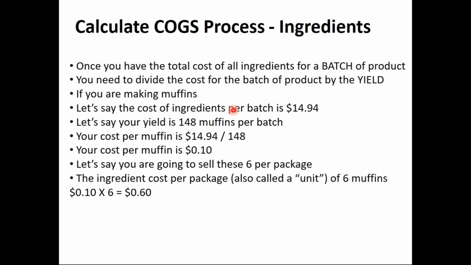So once you have all the costs for a batch, let's say you're making muffins, you have a total cost for that batch, you have a yield for the batch, you're going to take the total cost over the yield. So we're going to get 10 cents per muffin. Now, if you're packaging 6 muffins in a package or a unit, you would multiply that by 6. So your food cost is 60 cents in this example.